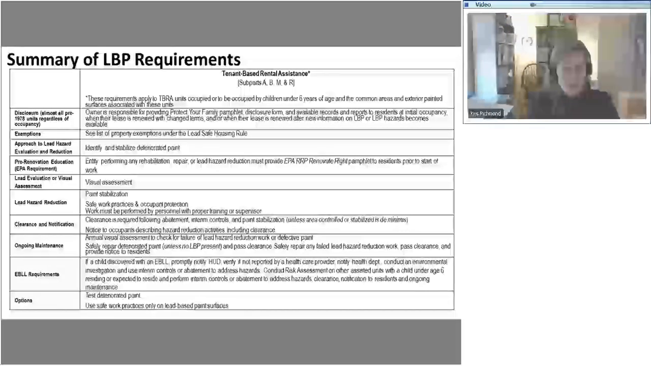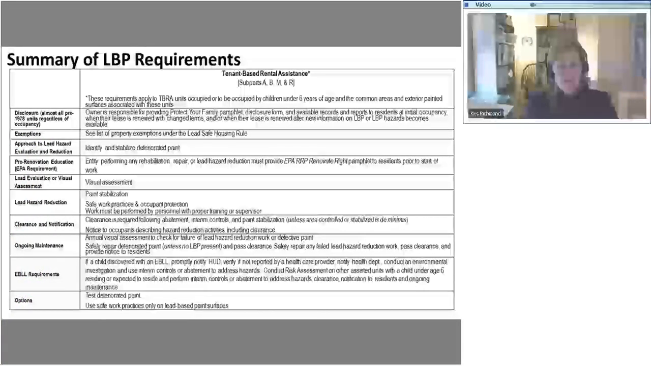Then we have our looking, and that's our visual assessment. We're doing the visual assessment with someone who's trained as a visual assessor. If this is our initial occupancy, that would be our grantee who's doing that visual assessment to ensure that it's meeting all of the requirements so that there's no deteriorated paint. And again, remember, after disclosure, everything down here is only required for tenant-based rental assistance if there's a child under the age of 6 residing in the unit.